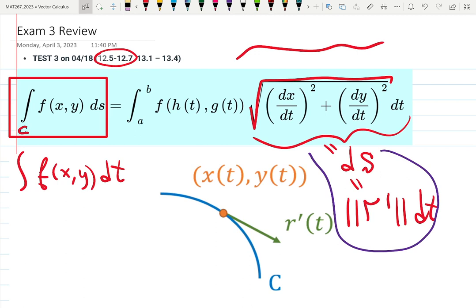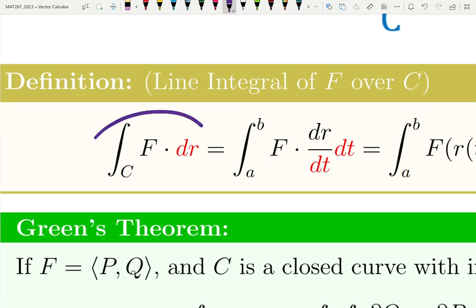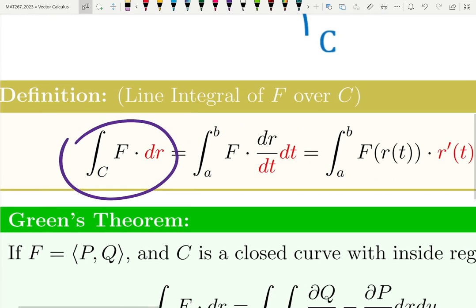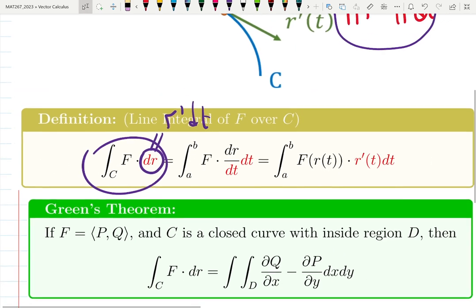So if I ask you to find the integral ds, you change your function and you start creating this huge square root with derivative square plus derivative square dt, and then you integrate. If I ask you to find integral f dr, that's a vector field line integral. So now it has a different formula. And actually, that one is easy. It's just r prime dt. So dr is literally derivative of r, dr. And now I'm going to show a couple examples.